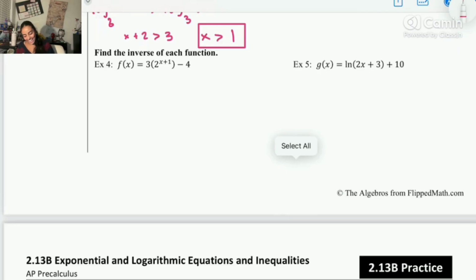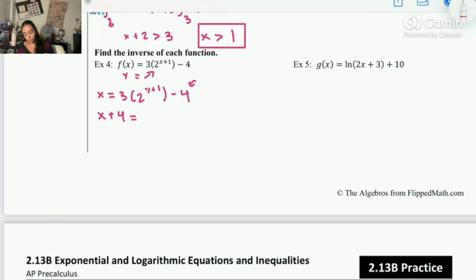Okay. Now for this one, if we're finding the inverse, an easy way to do that is just swapping x and y, then solving for y. So here, instead of y equaling all of this, it'll be x equals 3 times 2 to the power of y plus 1, rather than x minus 4. And we're going to solve for y. So our last step here was taking away 4, so now we're going to add 4.